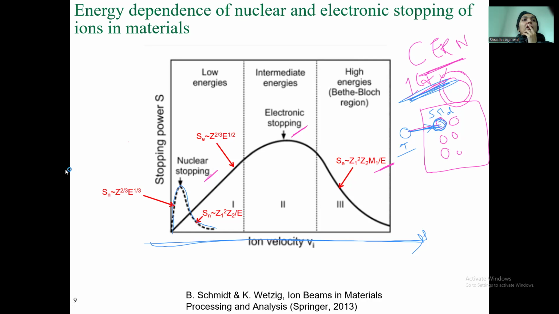Let me change the color. It's not letting me change anyways. No.